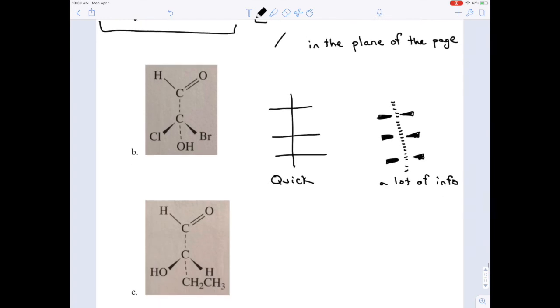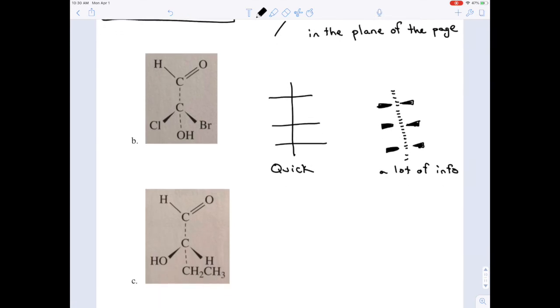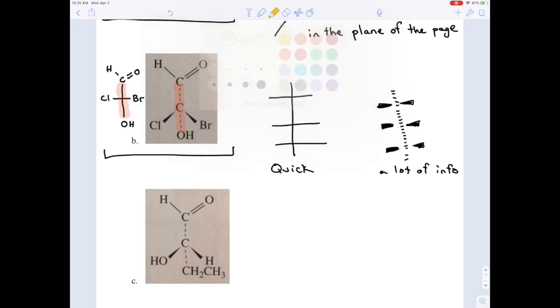Let's try to draw a Fischer projection for this second one. Draw the carbon at the top with the functional group on it, that aldehyde. And now we'll draw the OH at the bottom, and just draw a vertical line. Any carbon you have in between, draw a horizontal line, and then just fill in. We have a bromine on the right and a chlorine on the left. And these two structures are the exact same structures. They give you the same information. The vertical lines are going away from you. The horizontal lines are coming out at you.